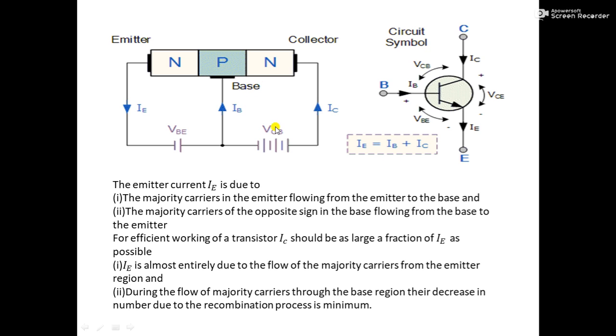But in the external circuit, we can say the total current, the emitter current, is equal to the base current plus the collector current. So, IE is equal to IB plus IC. So, in case of an NPN transistor, IE is equal to IB plus IC.